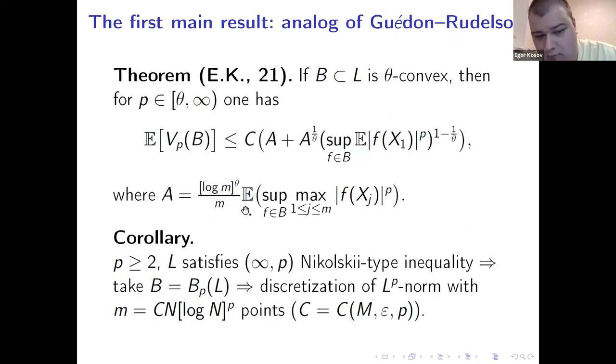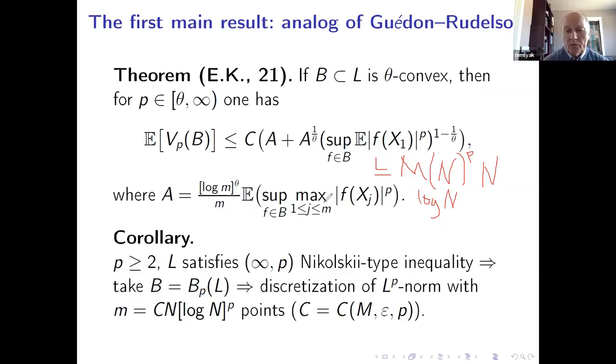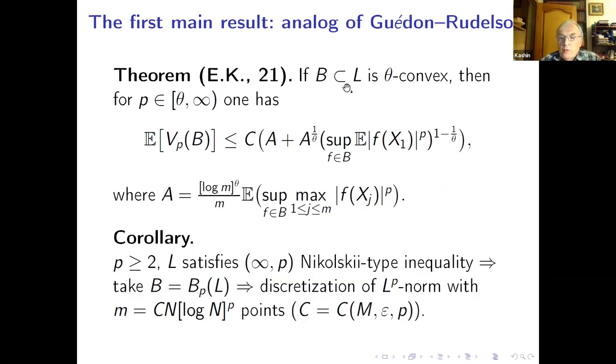Here is the place where I have used the Nikolsky type inequality, and here will be M to the power p multiplied by n, and if M depends logarithmically on n, sure, you can make a similar discretization with a similar bound on the number of points. Yes, because here you can get M(n) to the power p multiplied by n. So if this is log n, then you can take M as log n to the power p, and get the same. Okay.